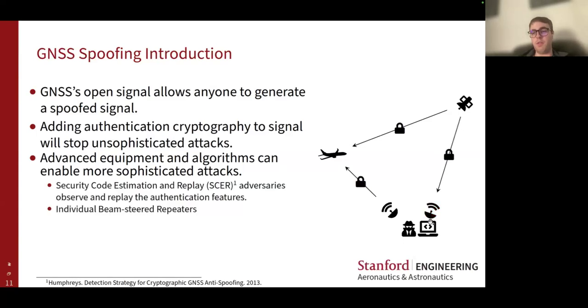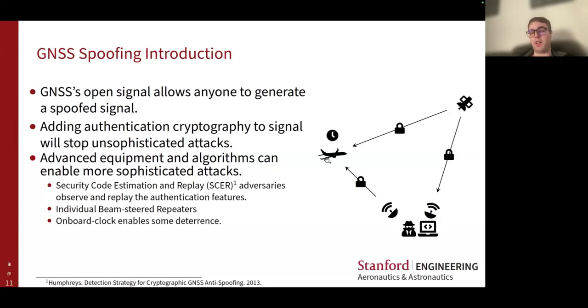Even though there's cryptography in the signal, this advanced adversary can observe the watermarks and repeat the signal. This is what an SCER attack, security code estimation and replay, does: adversaries can observe and replay authentication features. And they might have individual beam steering repeaters, lots of technical equipment know-how.